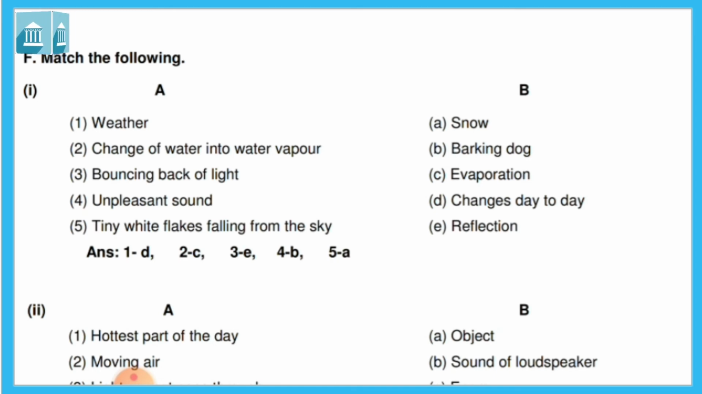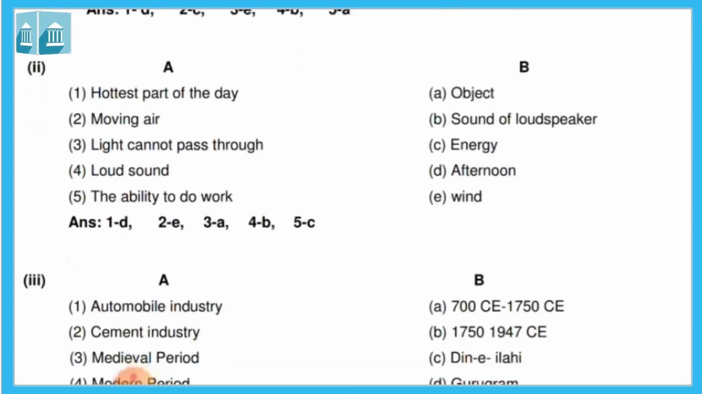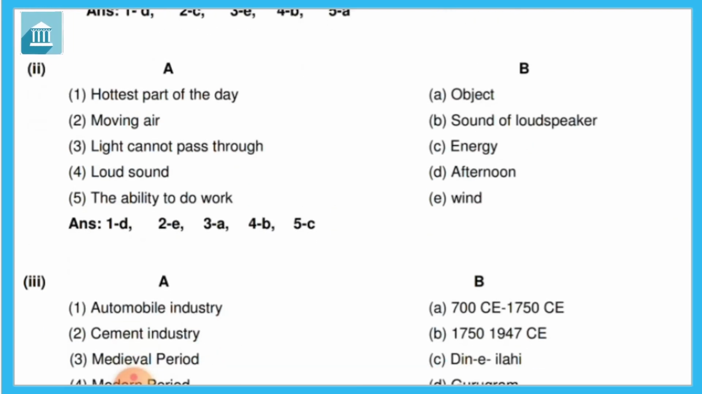Now the 5th one. Tiny white flakes falling from the sky. It's A, snow. Now the second one. Hottest part of the day. D. Afternoon is the right answer. Afternoon is the hottest part of the day because the sun is over our head. The sun is in the middle, that's why the hottest part of the day is afternoon.